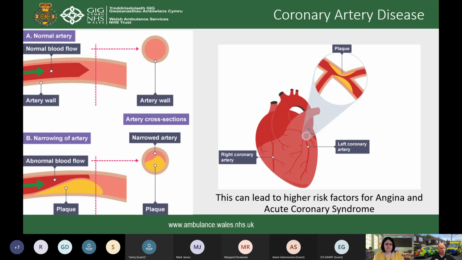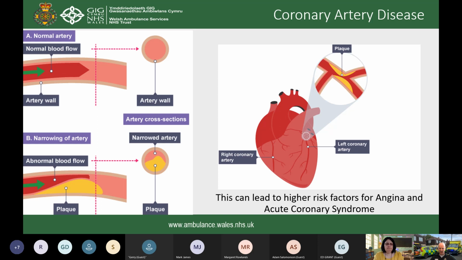This is another little diagram of it. You've got your normal arteries at the top, blood coming through, and then we've got our abnormal arteries with that plaque buildup and the narrowing of the artery, and those coronary arteries where it will happen. So our left and right coronary artery and our inferior artery going around to the apex of the heart. Cool, everyone happy with that? So that is coronary artery disease.